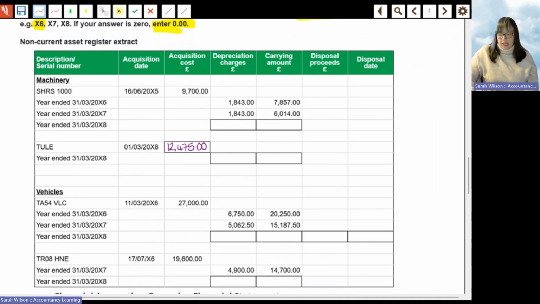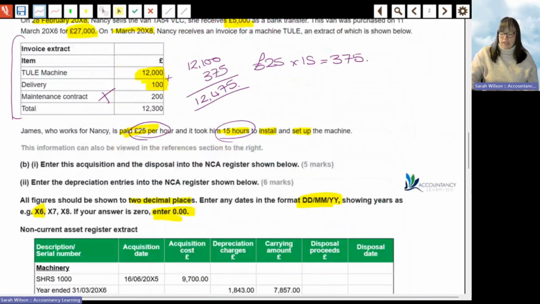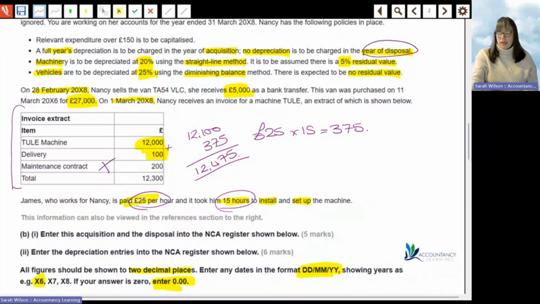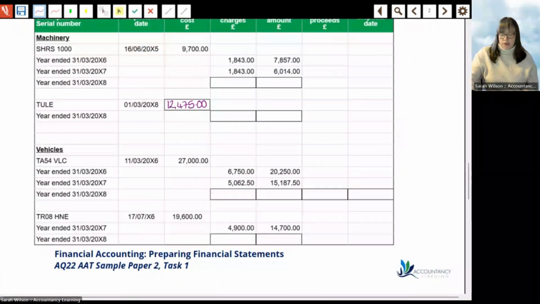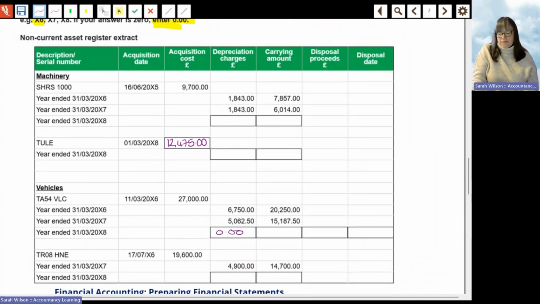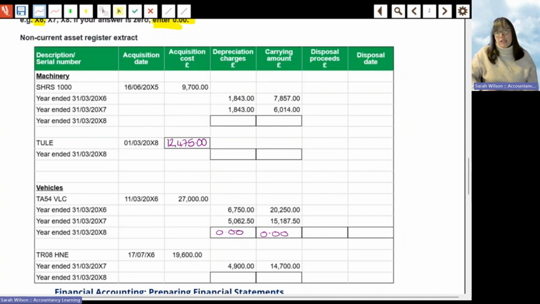For the vehicles then, we need to dispose of the vehicle. Now let's remind ourselves that we're told there's no depreciation in the year of disposal. So let's dispose of this vehicle. So there's going to be no depreciation charges. Now with the carrying amount, be careful with this because some students do go forward and just put in a figure there, but the carrying amount has to be 0 because if we're disposing of the asset, it means it doesn't exist. So therefore it's going to come off of our asset register.